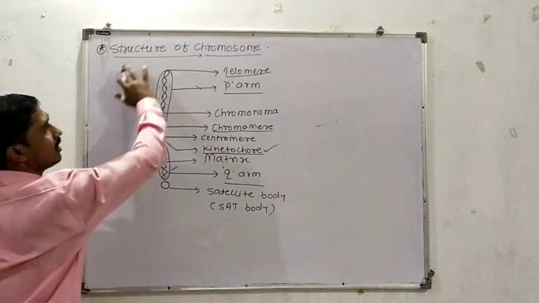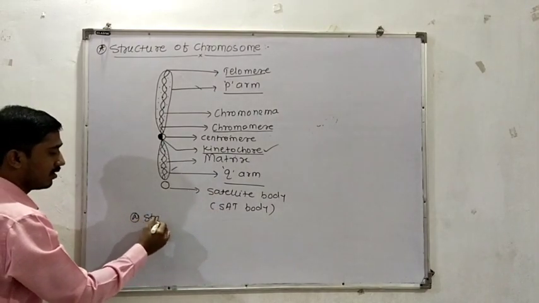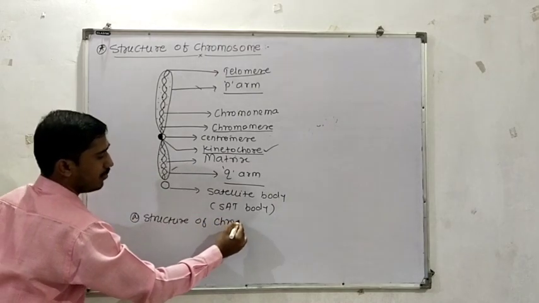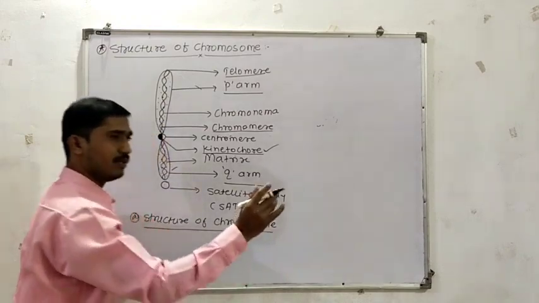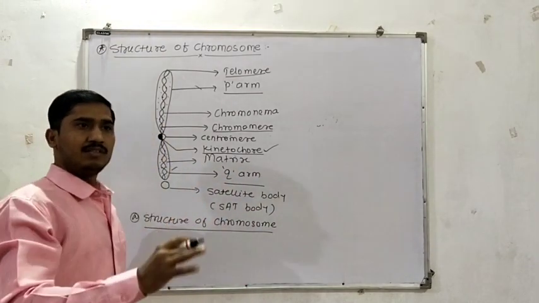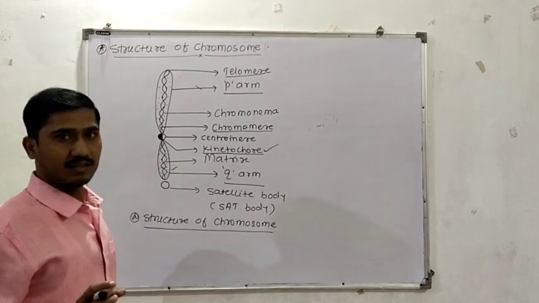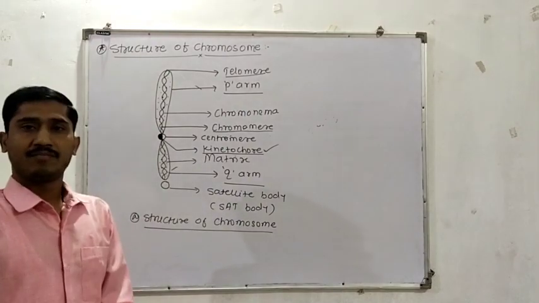Overall, this is the structure of chromosome during metaphase. Chromosomes are clearly visible during metaphase, as I said earlier. During the cell division or cell cycle, we can observe the chromosomes only during metaphase, right? So this is the metaphasic chromosome, we can say.